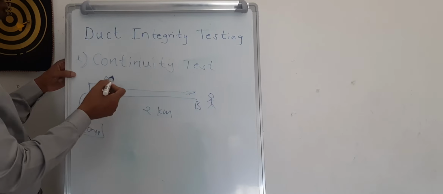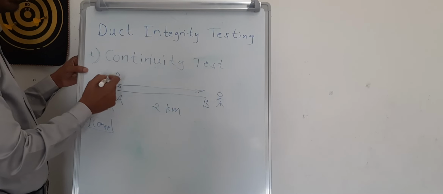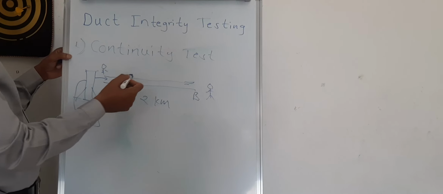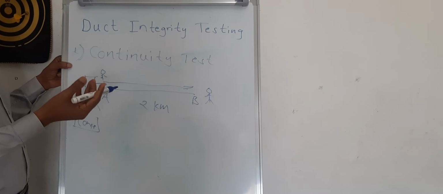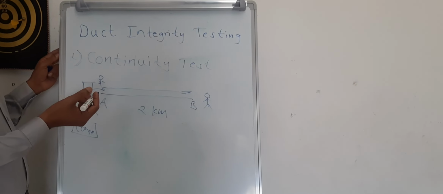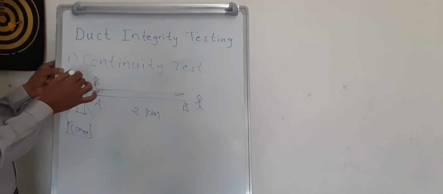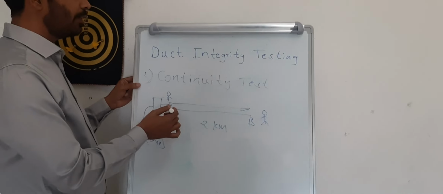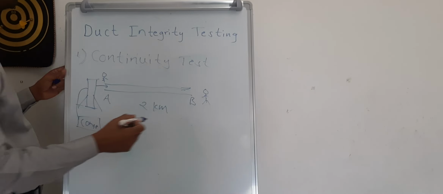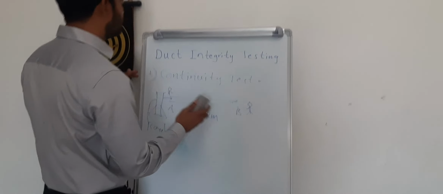If it doesn't come out, the compressor will be kept in start position, and any of the team members will have to walk along the path of the duct and check if there is any air leakage. If there is any air leakage, they'll have to open the trench, fix another coupler and rectify the leakage. After that, repeat the continuity test again. Once the air is coming out of this end, that means it is passed. So let us say this is passed. We will move on to the second test, which is the mandrel test.